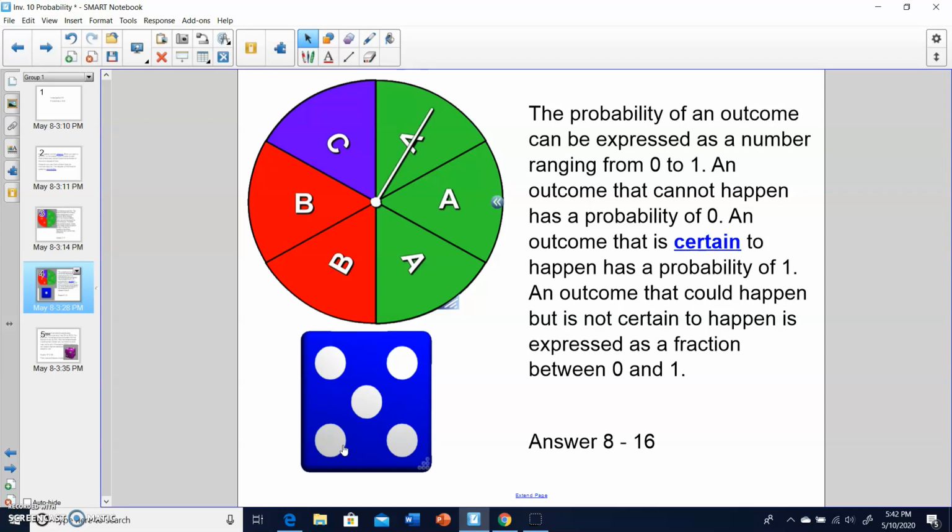So if I roll it one time, what number am I probably going to get? Think about that. Is there a number on a dot cube that's more likely than any of the other numbers? Yes or no, and then explain why.